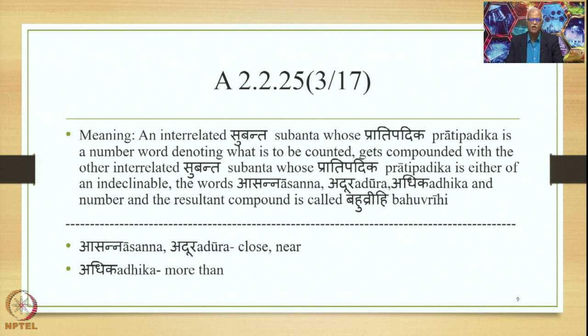All this put together, the meaning of the sutra is available to us in the following way. An interrelated subanta whose pratipadika is a number word denoting what is to be counted gets compounded with the other interrelated subanta whose pratipadika is either of an indeclinable or the words asanna, adura, adhika and sankhya, that is number, and the resultant compound is called bahuvrīhi. I repeat, an interrelated subanta whose pratipadika is a number word denoting what is to be counted gets compounded with the other interrelated subanta whose pratipadika is either of an indeclinable or the words asanna, adura, adhika and sankhya, that is number, and the resultant compound is called bahuvrīhi.